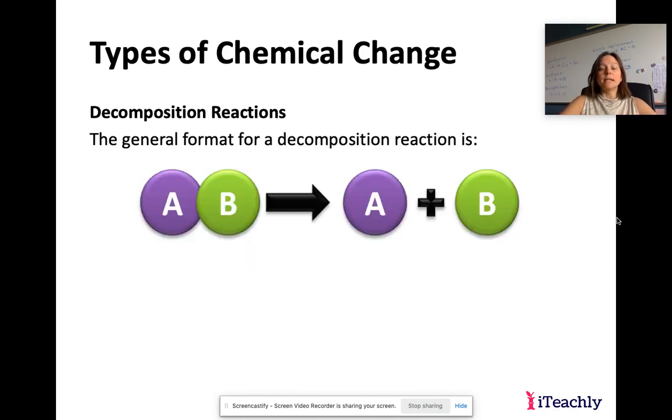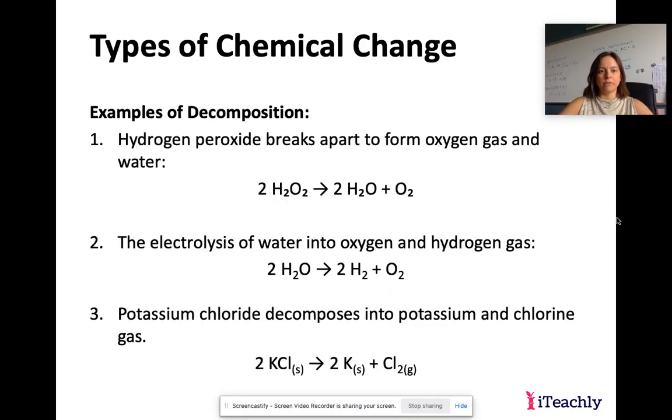So if we look at decomposition, we're looking at a compound and breaking that compound down. Again, we can start out with a really big molecule and make it just smaller, or a kind of small one and make it really small. It just depends on what kind of decomposition reaction we have.